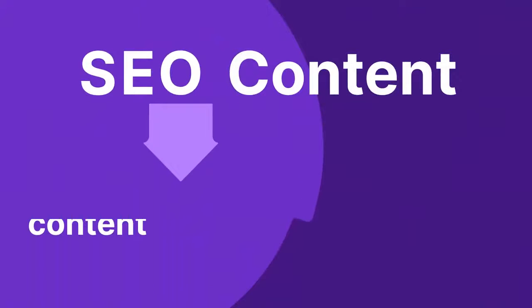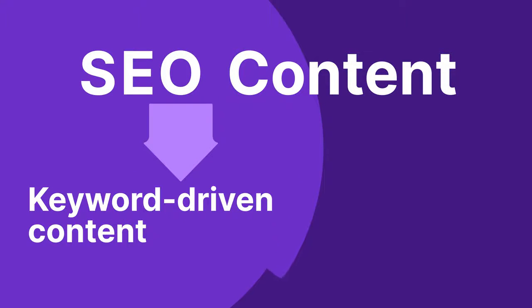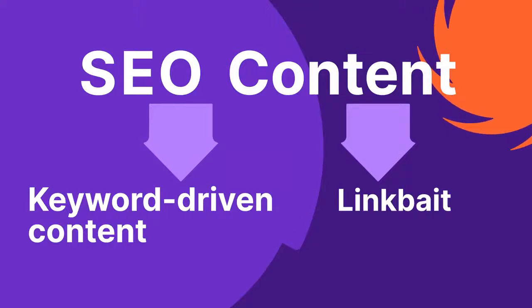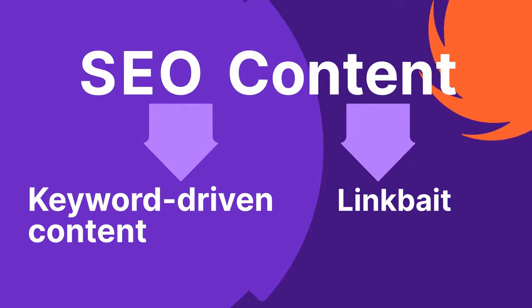So the first question is, what is SEO content? Well, I break SEO content into 2 categories. Number 1, keyword-driven content, which is content that is targeting a qualified keyword. I'll explain what it means for a keyword to be qualified in a second. Number 2 is Linkbait, which is content designed to attract backlinks, but isn't necessarily keyword-driven. Now, it certainly can target a keyword, but it's not a requirement. I'll give some examples later on in this training.